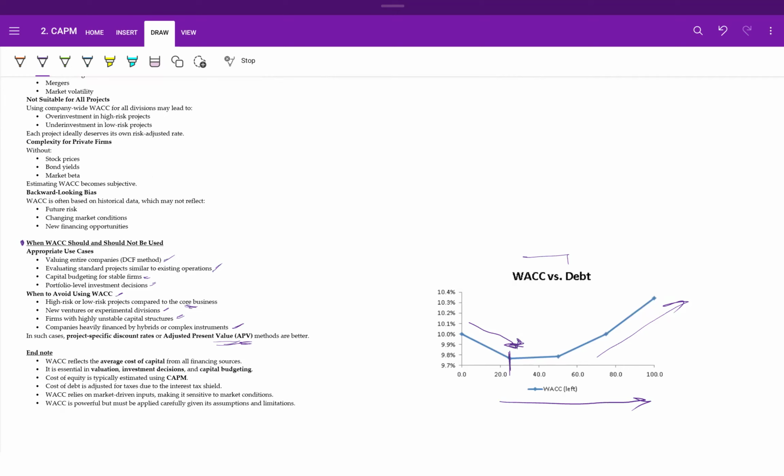So, RD into 1 minus tax rate. And the higher that proportion, the more weight this low-cost financing gets in the weighted average cost formula: debt upon equity plus debt. However, beyond this optimal point, raising financial risk increases both the cost of debt and the cost of equity, pushing the weighted average cost of capital upwards.